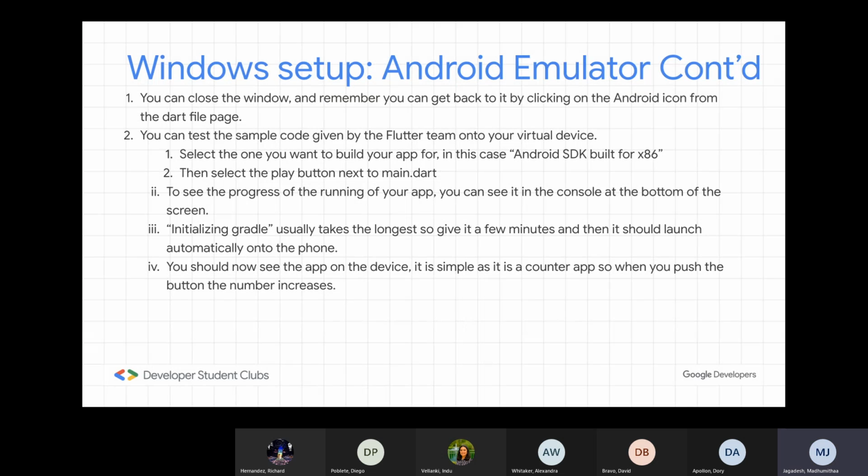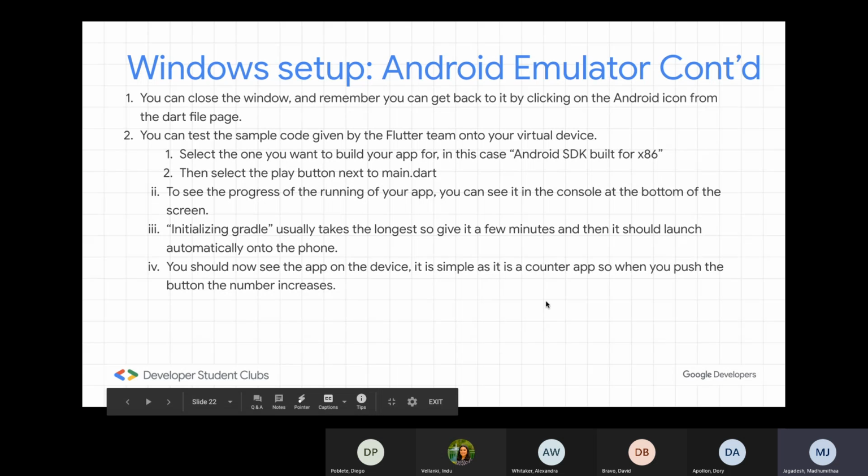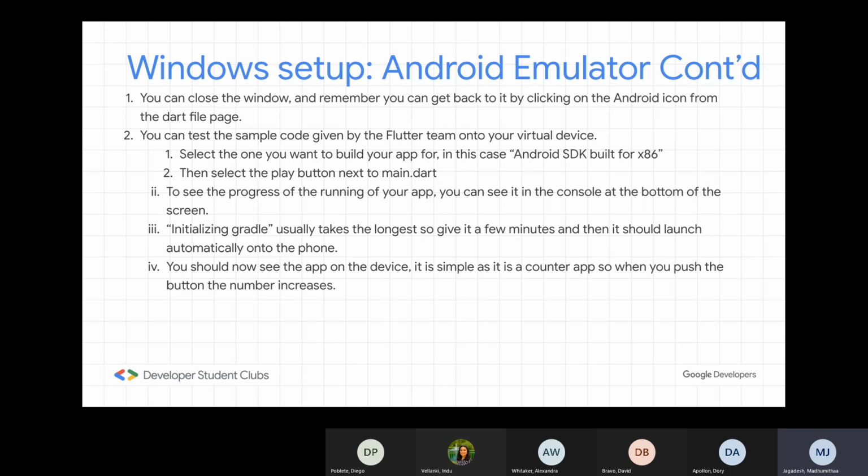You can close those windows by clicking on the Android icon from the file page. And then, like I said, you can test the sample code given by the Flutter team, like the little page I showed before. There should be an option for you to select the device that you want to use, like the emulator. For the emulator, it would say something like Android SDK built for x86. And then you select the play button next to main.dart to run the code.